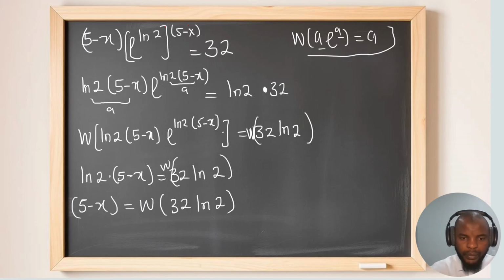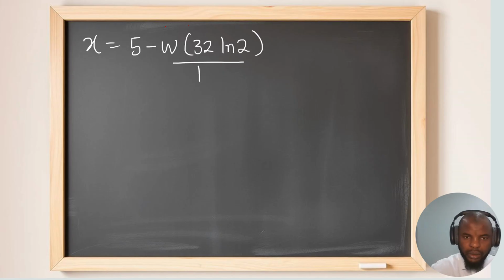So dividing this by this coefficient, which is ln 2. So rewriting this here, we can have our x to be equal to 5 minus the Lambert function of 32 times the natural log of 2 divided by natural log of 2. So this is what we have.